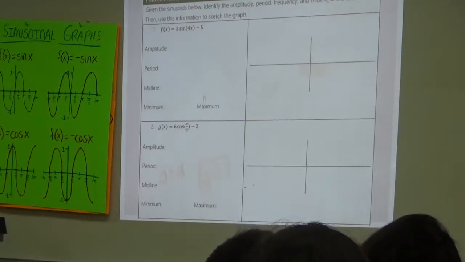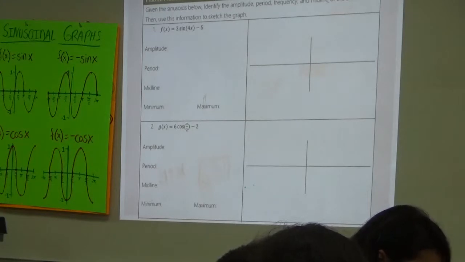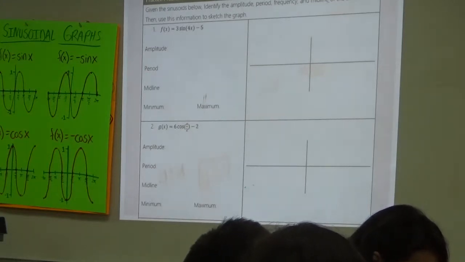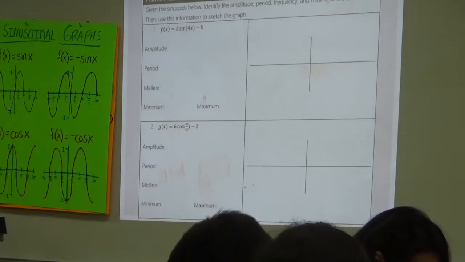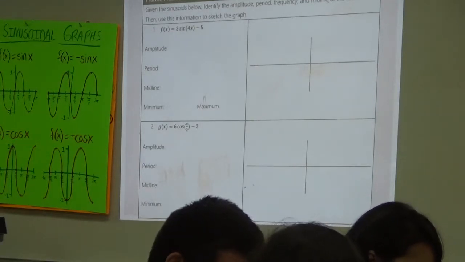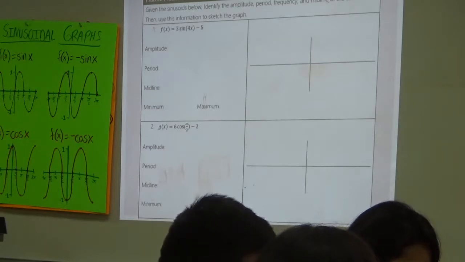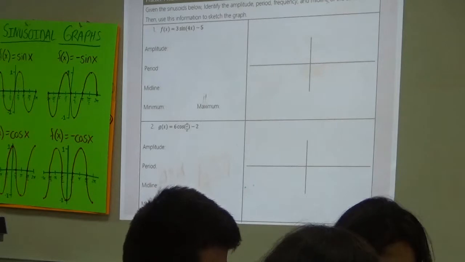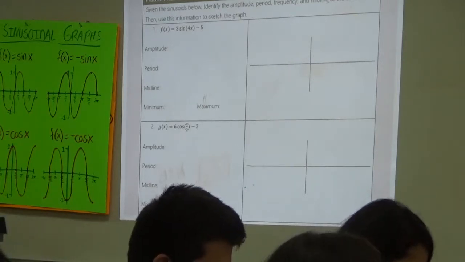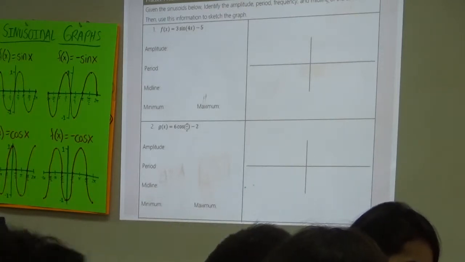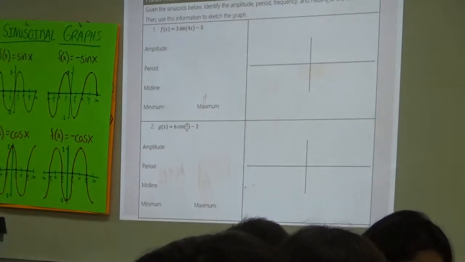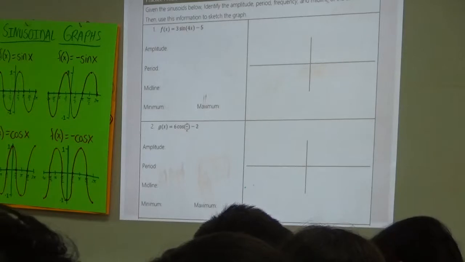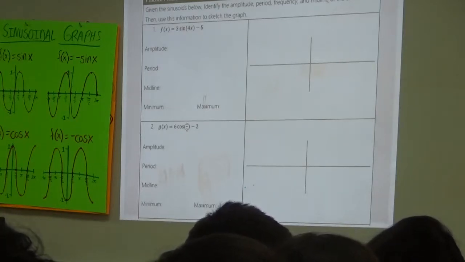Okay, so yesterday we graphed sine. And sine generally looks like this when it's just sine of x. There's nothing in front, there's nothing on the inside, there's nothing being added. Okay, so this is the shape of the graph. It starts at the midline, it goes up to the maximum, it goes down to the minimum, and then it comes back to the midline.